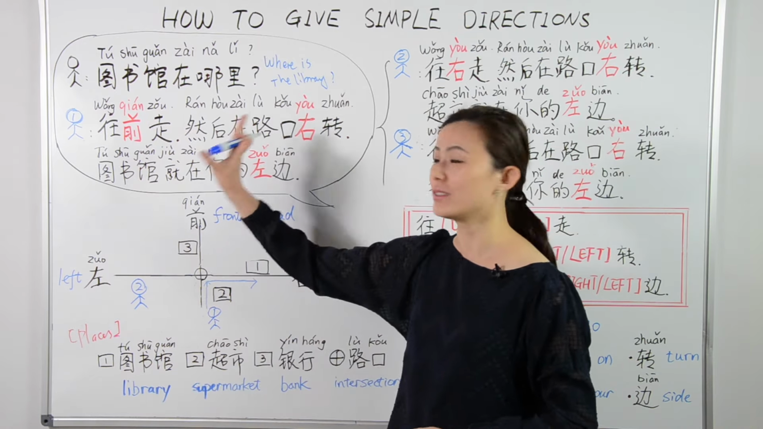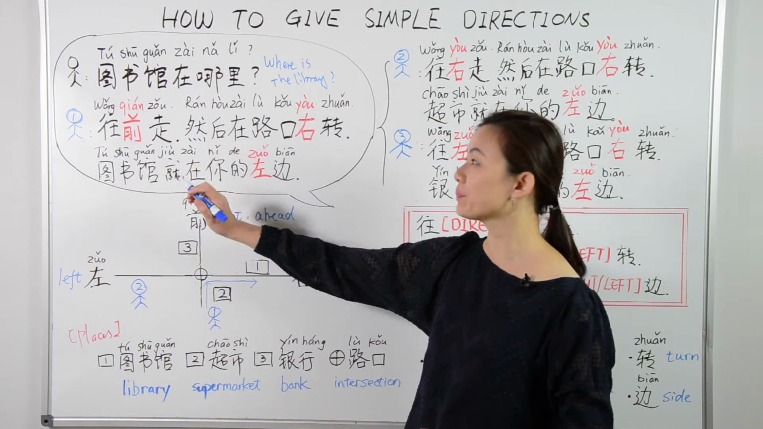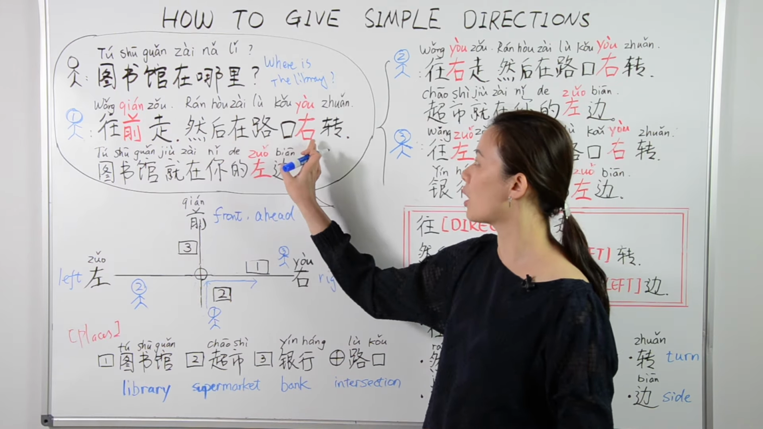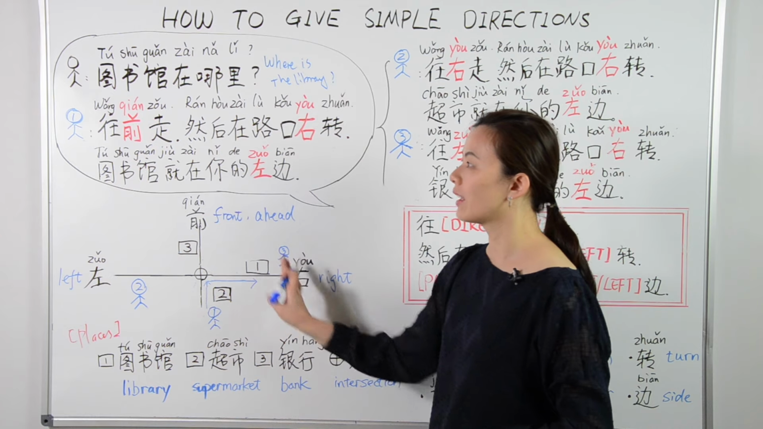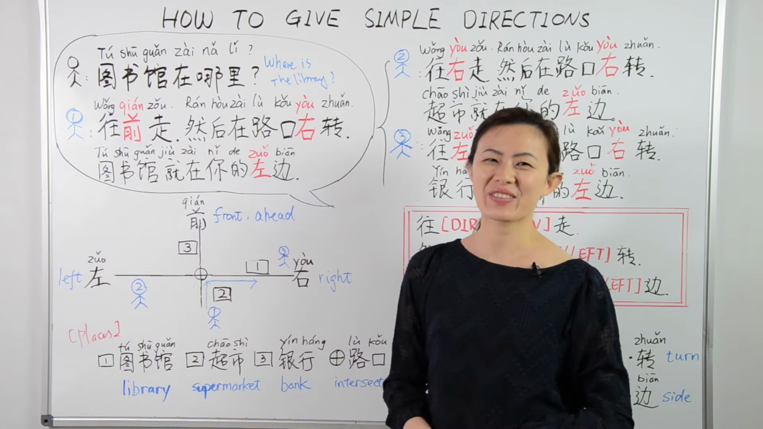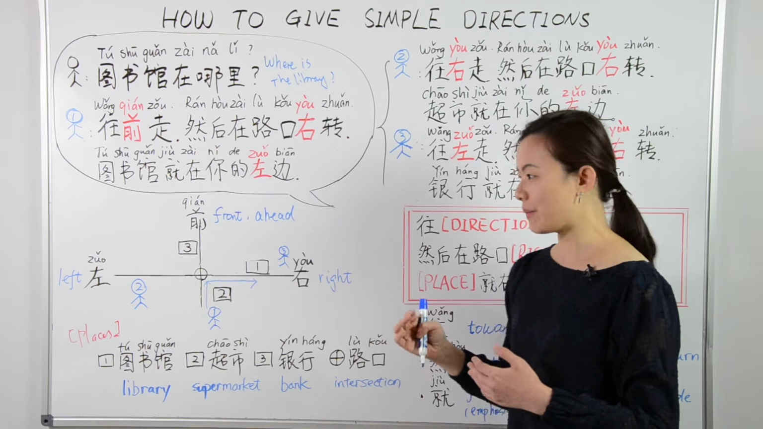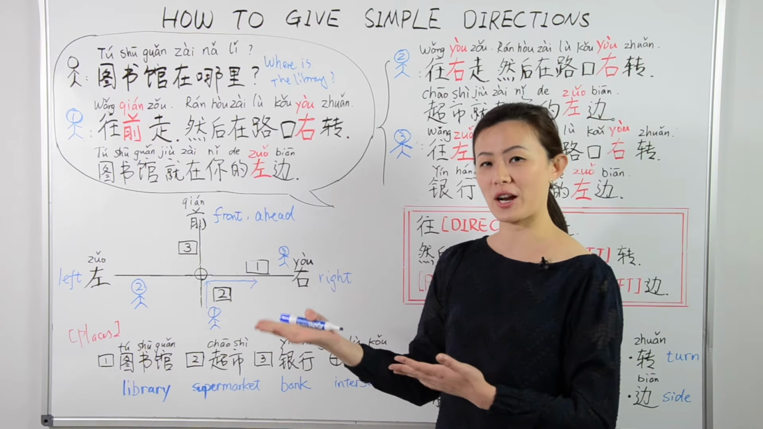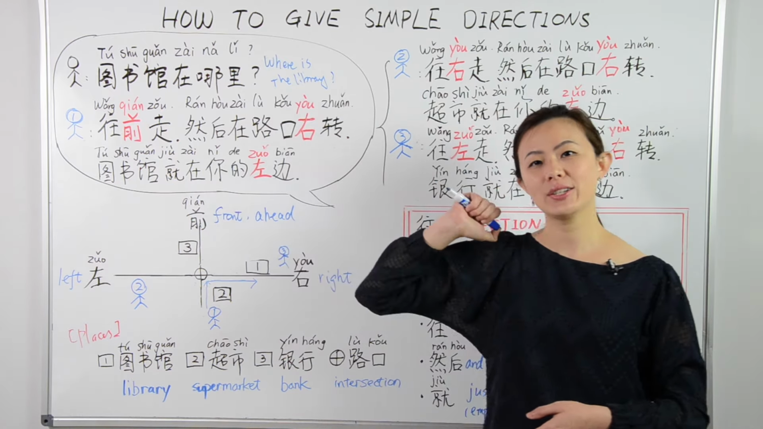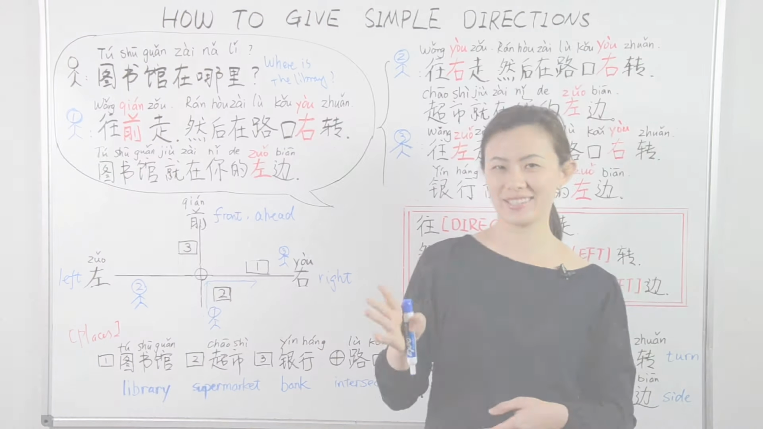So the directions one more time. 往前走，然后在路口右转，图书馆就在你的左边。So this is how we follow the directions from this dialogue. Next, let's try to give directions.